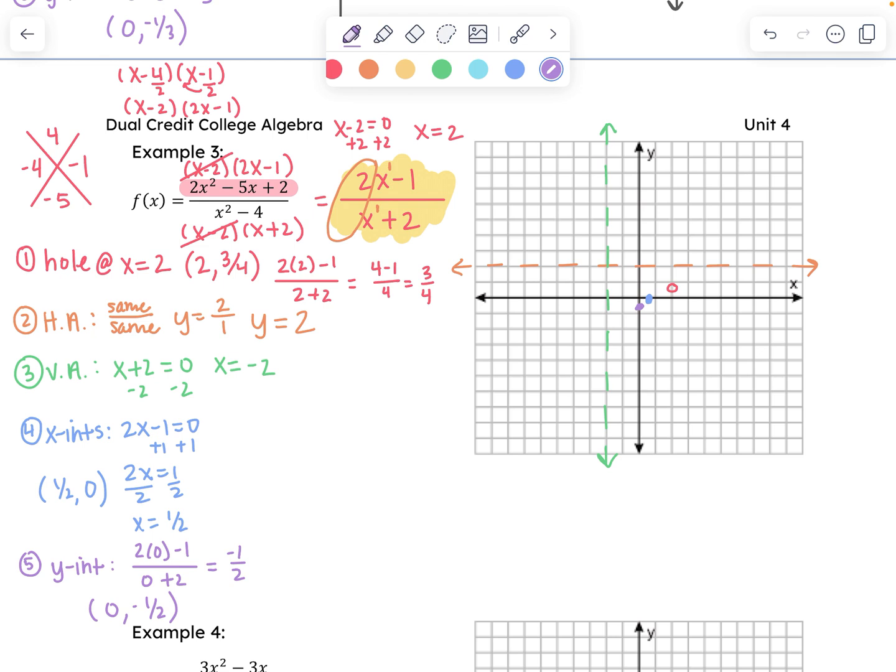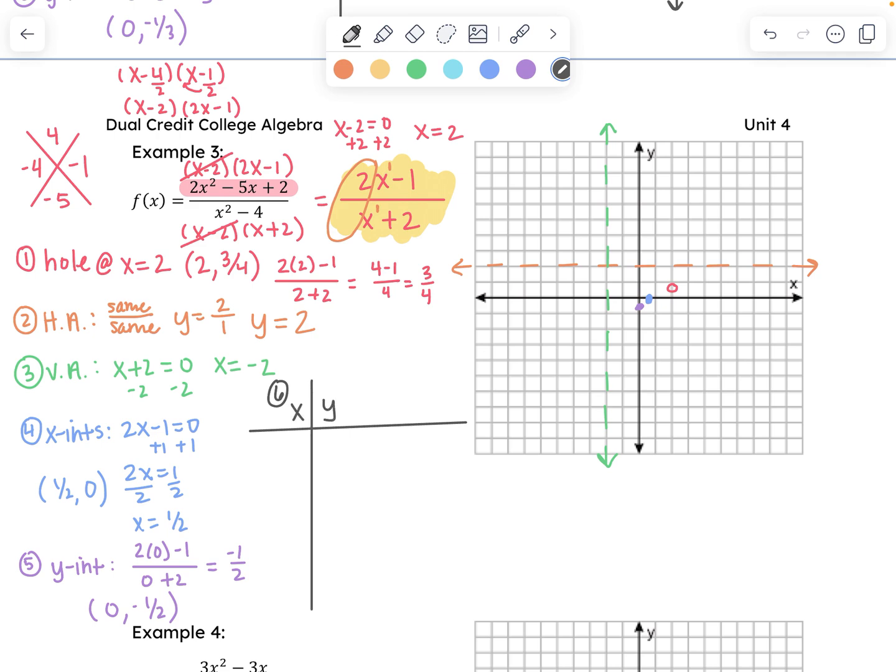Now I do have 3 points this time, 2 points and my hole, but they're all on the same side of my asymptote. So in order to figure out what's on the other side of my graph, I still need to make a table. So I'm going to make a table so that I can figure out what's going on on that left side of my asymptote.